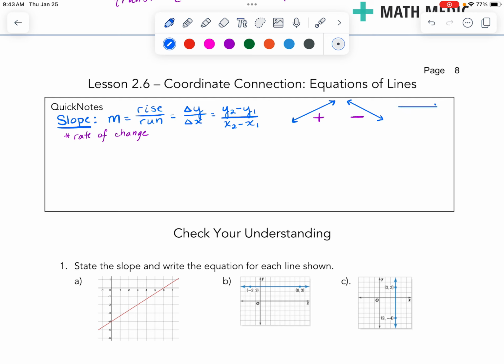A horizontal line has no rise, right? We're not going up or down at all. We're just going straight across. So since the rise is 0, 0 divided by whatever your run is, is 0. So this has a slope of 0. A vertical line has no run. It's not going left or right at all, so you'd have a 0 in the denominator, which is not allowed. So that is what we call an undefined slope.